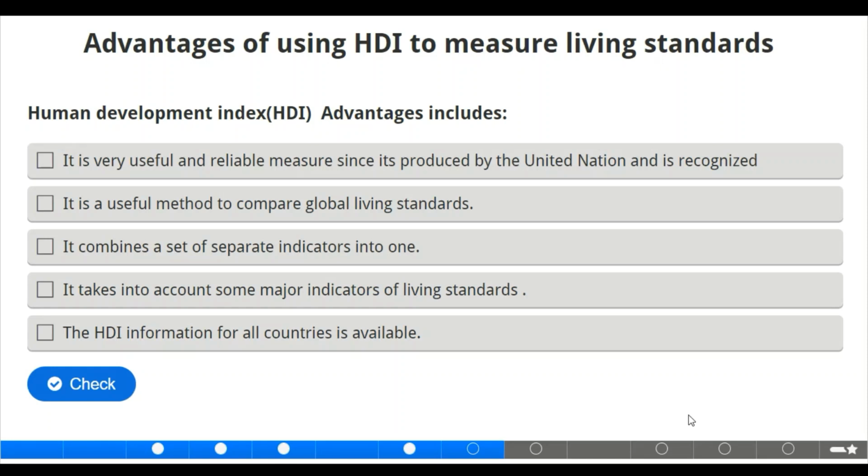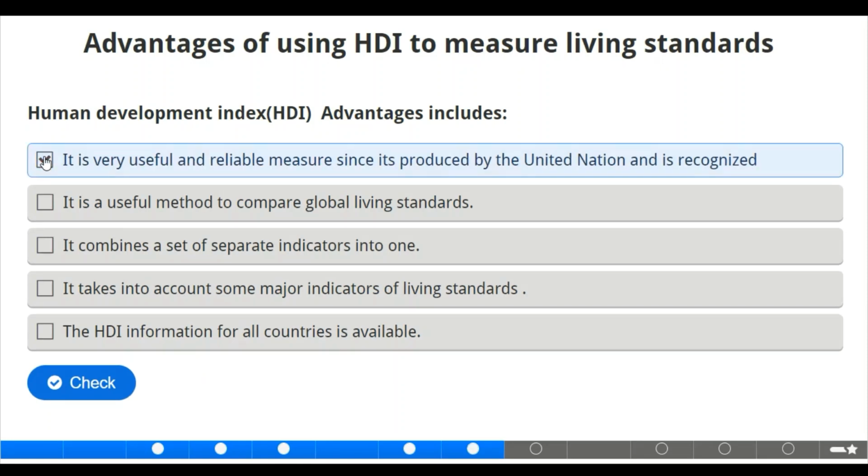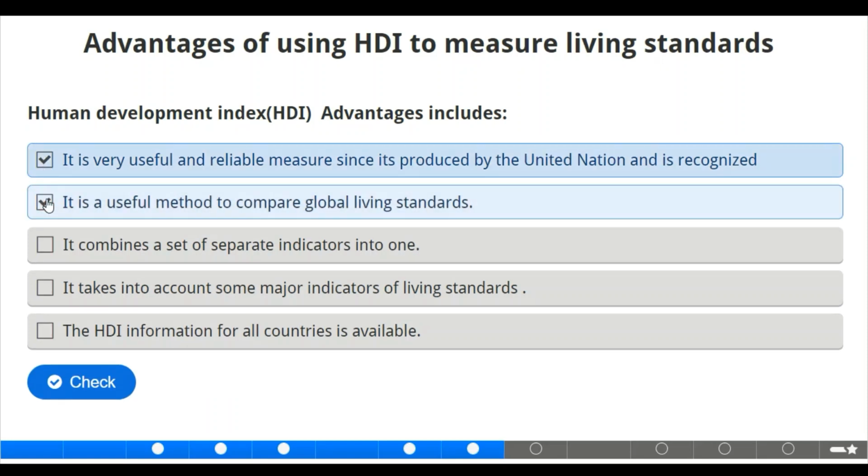Now let us choose here. We also have multiple choice here. It is a very useful and reliable measure since it is produced by the United Nations and is recognized. Of course, it is produced by the United Nations. Now, it is a useful method to compare global living standard. Of course, it shows clear patterns of living standards. Compare global living standard.